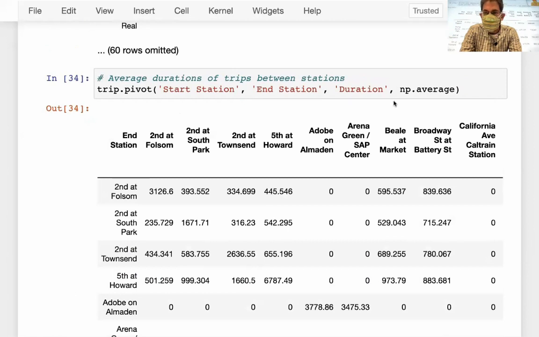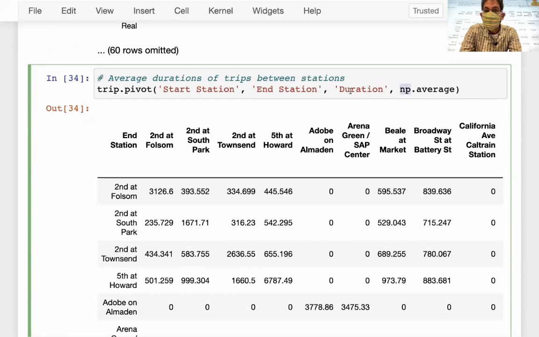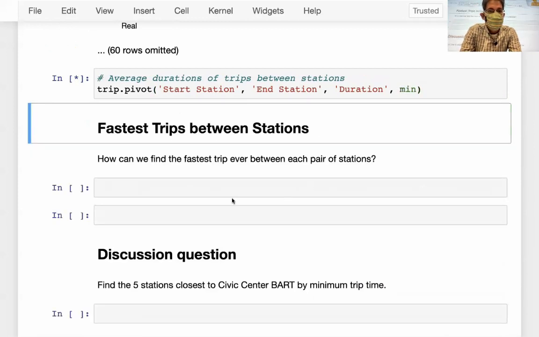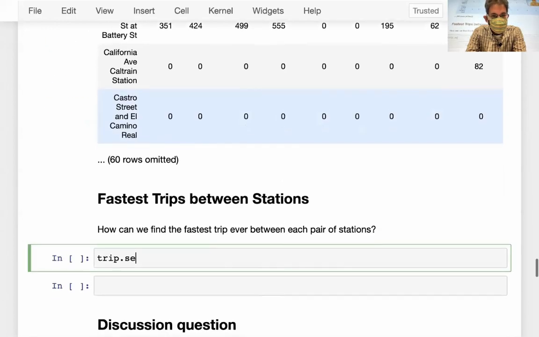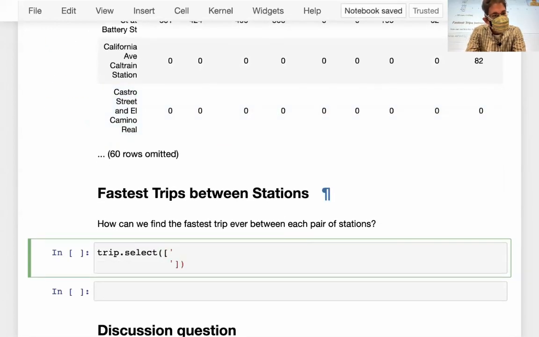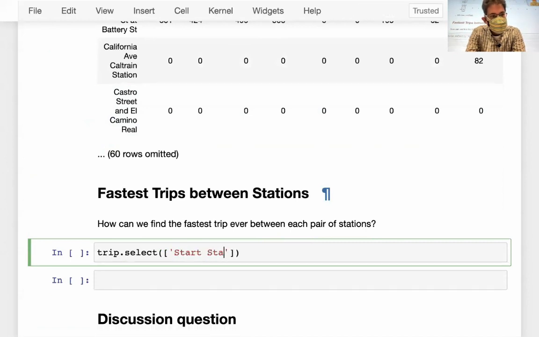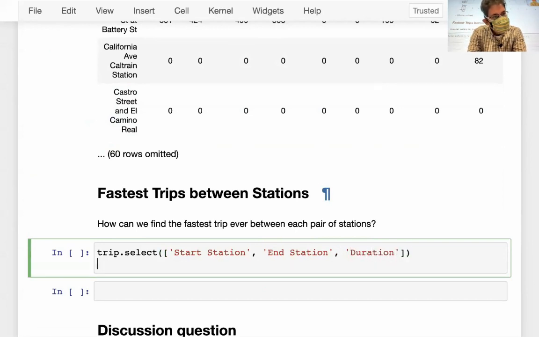we could pivot to get average duration. We could pivot to get minimum duration just by replacing this with min. Or we could use group to get the same result in a different format. So what I'm going to do here is select just the columns I'm interested in, which are the start station, the end station, and the duration. And then I'll call that the duration table, simplify my life.